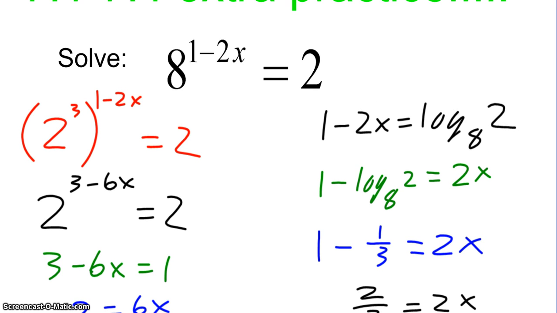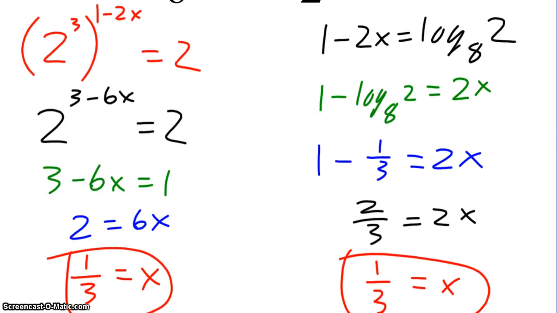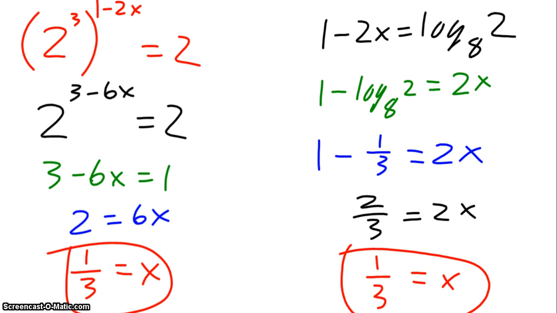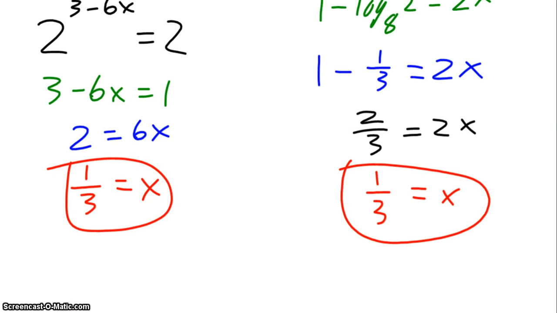Over on the right, my other solution process was changing this to a log. There are many options with this. So I said 1 minus 2x equals log base 8 of 2. Now I started to solve for x, so I subtracted the log base 8 of 2, and I added 2x. Log base 8 of 2 is saying 8 to what power equals 2, so 8 to the 1/3 power equals 2, so log base 8 of 2 becomes 1/3. So 1 minus 1/3 is 2/3. 2/3 divided by 2 is 1/3. Very nice.